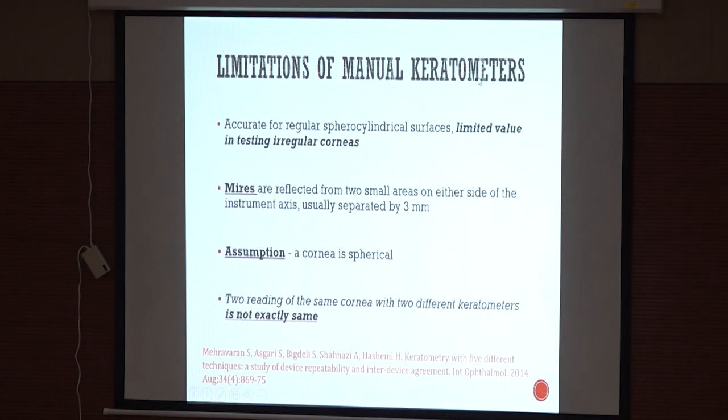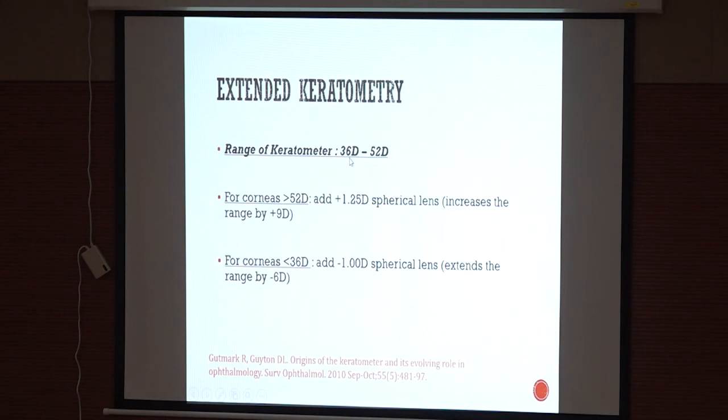The limitations: manual keratometers tend to give you accurate results only when there is regular astigmatism. However, keratometry readings are quite erroneous when it comes to irregular corneas. Also, 2 different types of keratometers will not give you the exact same reading, so that also has to be kept in mind. Just a brief concept of extended keratometry.